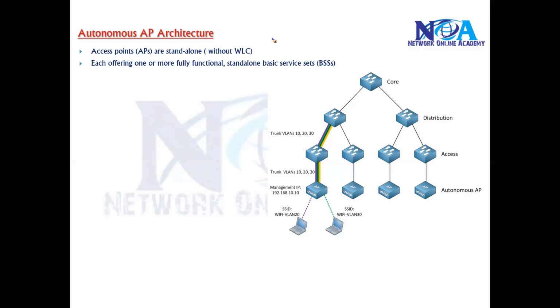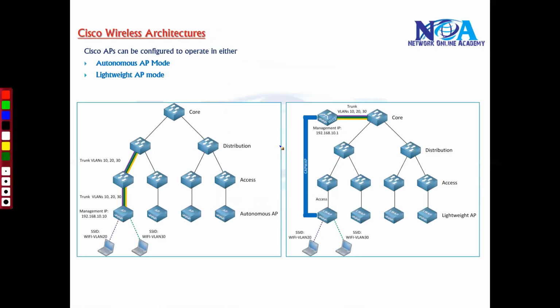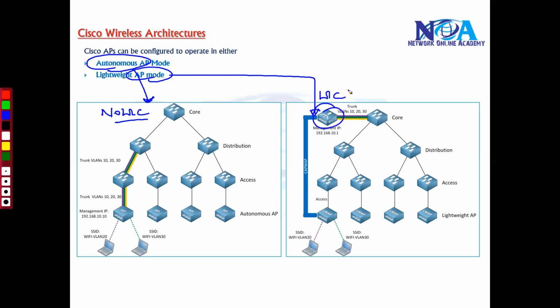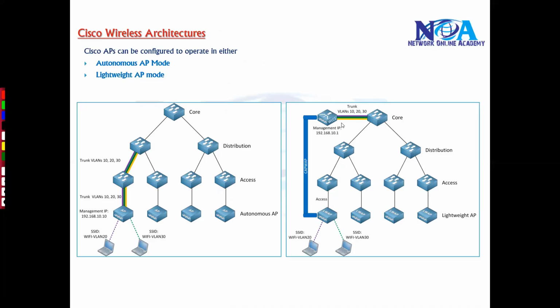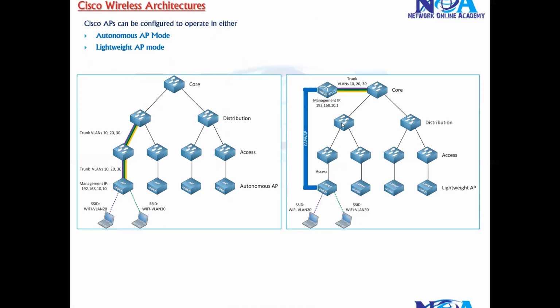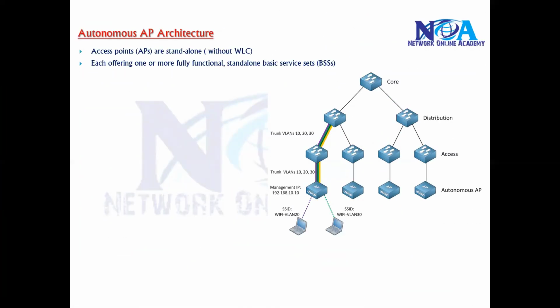So the next thing we'll try to understand is a little more detail about the autonomous access point architecture. In the previous video, I gave an overview of the difference between these two. If you're using autonomous access point mode, there is no WLC used. But if you're going with lightweight access point mode, we'll have a centralized WLC, the controller used to manage the access points. So first, we'll get into more details about how the autonomous access point architecture works.